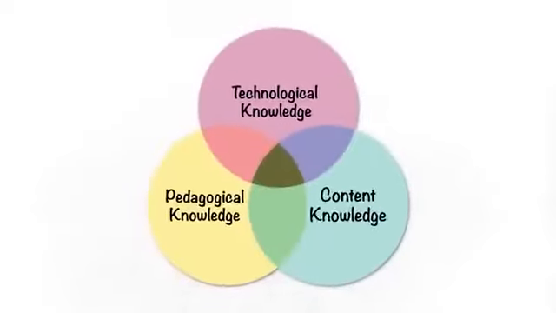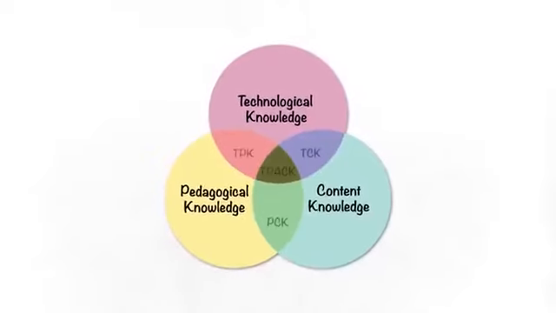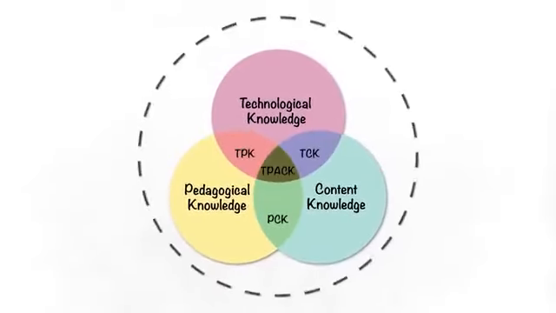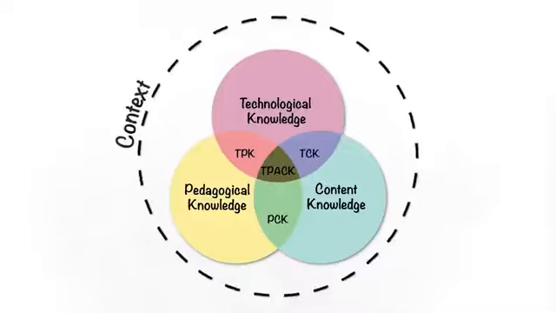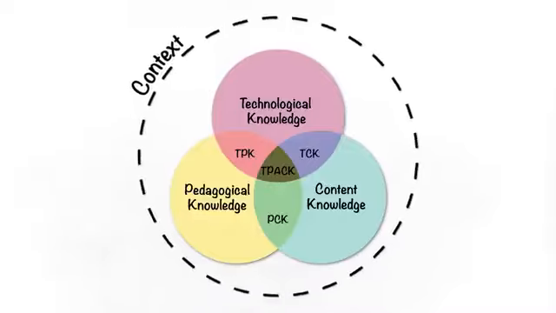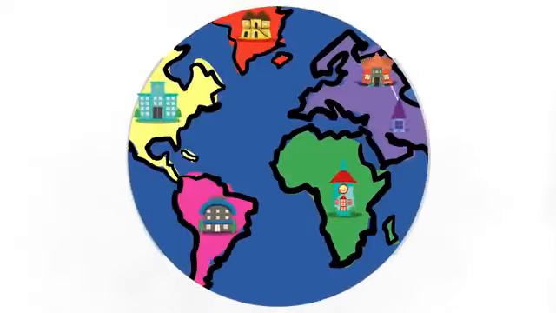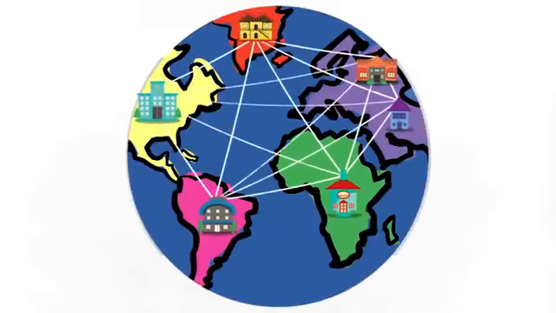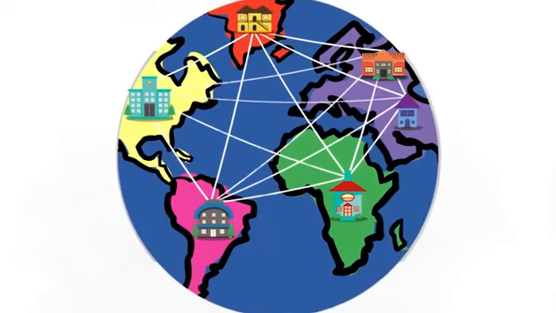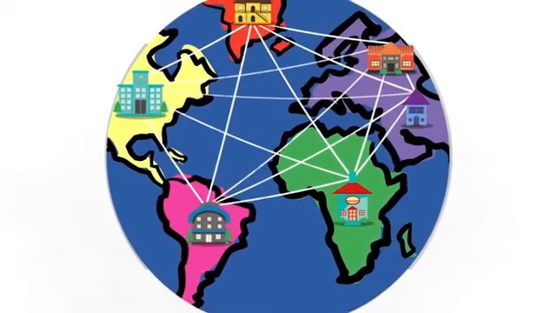And knowing that each student, each teacher, and each classroom differs, the dotted line around the framework symbolizes the context that affects how TPACK is applied in a practical sense. TPACK takes into account that every classroom context is unique due to variations in professional development, school climate, and available resources.